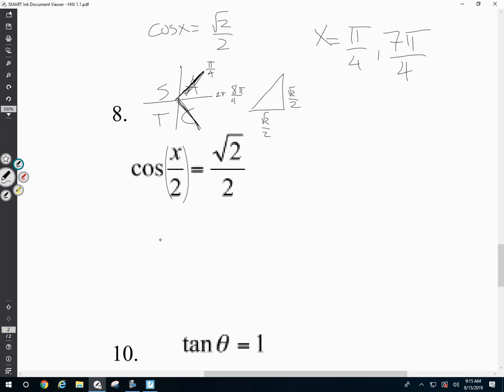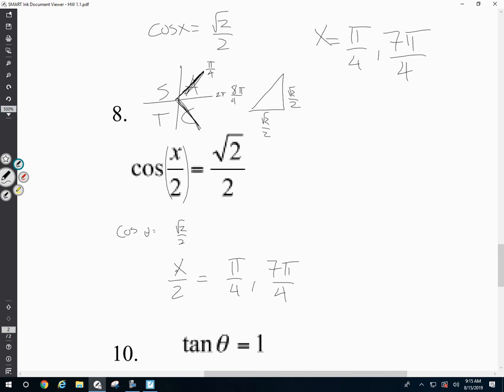What I'd like you to do is to think about, okay, when is cosine of just an angle equal to root 2 over 2? And we've already kind of done that. It's right here at pi over 4 and 7 pi over 4. We just did that in the previous problem. But this angle is actually x over 2. So x over 2 will equal pi over 4 or 7 pi over 4.